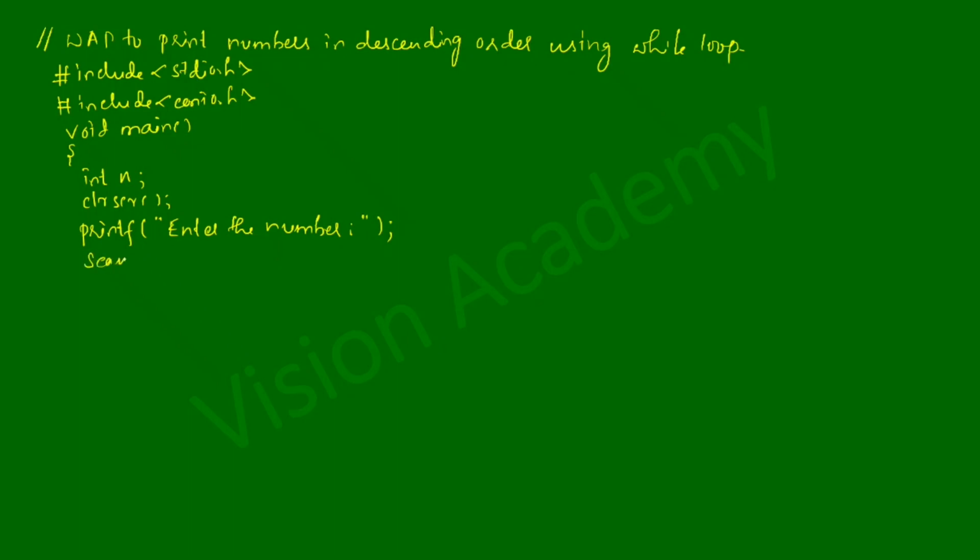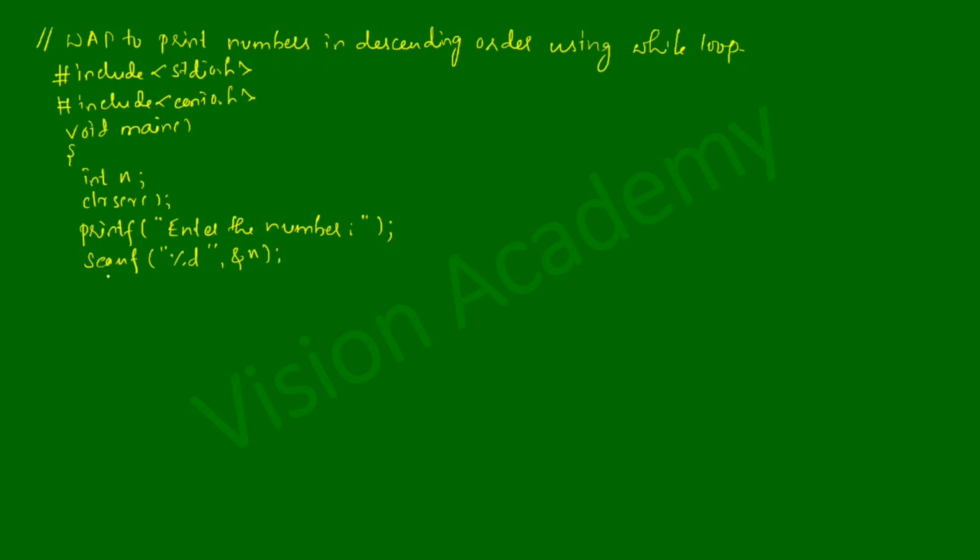Now we are going to receive the value from the user through the keyboard using a scanf statement. In double quotation marks, I'm going to write %d because n is integer type of data. %d is a format specifier that represents integer type of data. End the double quotation mark, put a comma, ampersand of this n, and put a semicolon.